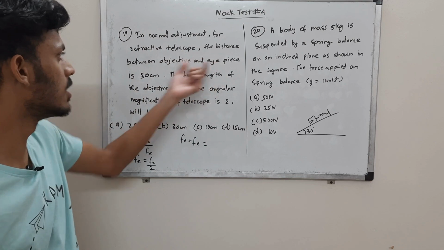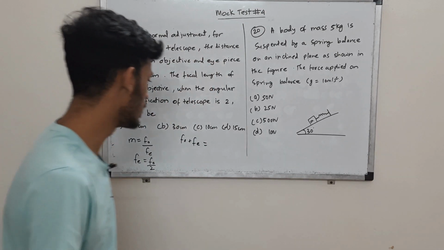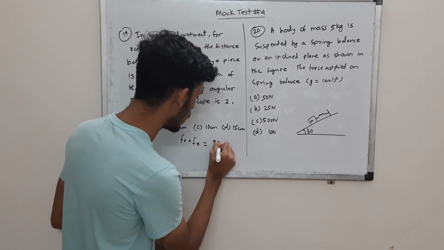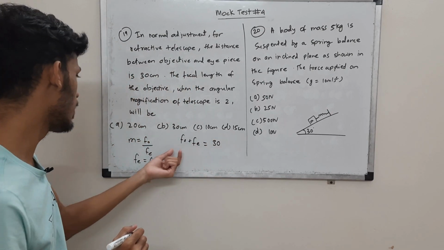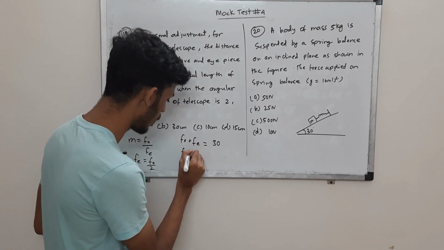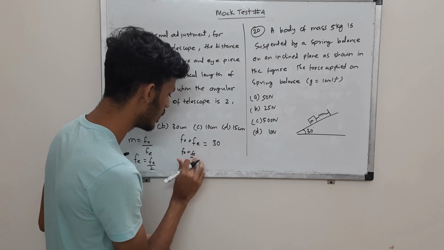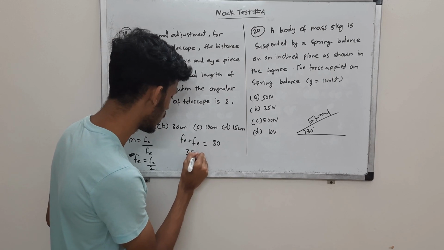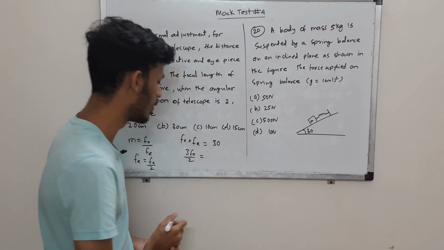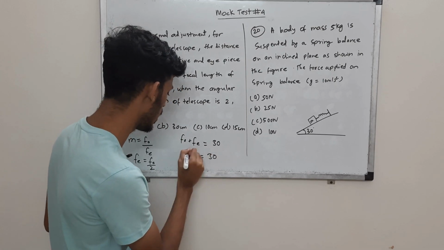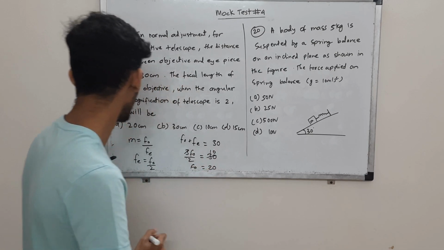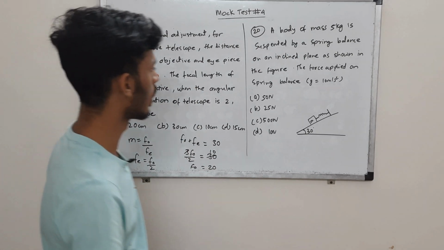The distance between this eyepiece and the objective is nothing but FO plus FE, and that is given to be 30. So in place of FE I'll put FO by 2, so FO plus FO by 2. Now this will be 3 FO by 2, that is 1.5 FO. So this is 30, cancel, 10, FO is nothing but 20. Option E.